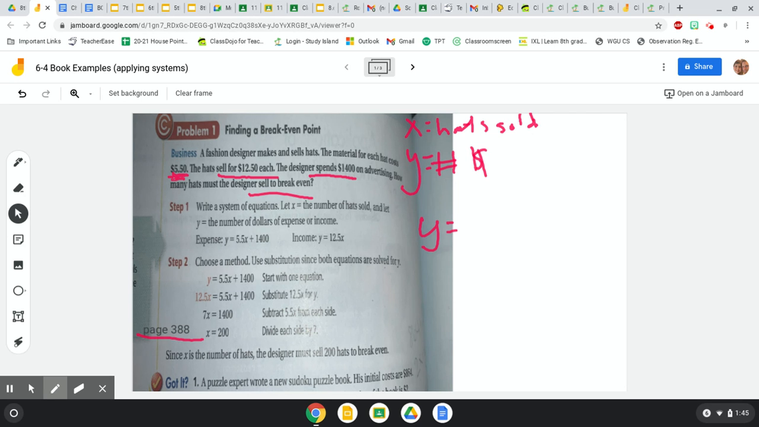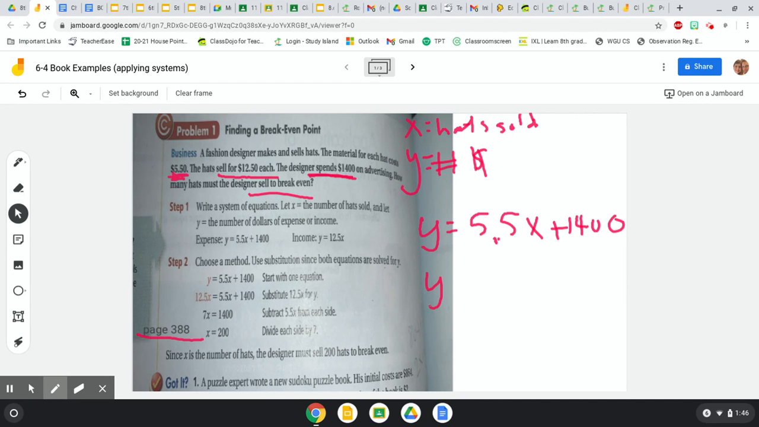The next part says the designer spends $1,400 on advertising. Well, that's spending, like investing money. So I need anything that they're spending. They're spending $5.50 for materials and $1,400 for advertising. So that's going to be part of the same equation. It's going to be $5.50 for each hat. Well, X is my hat, so that's $5.50X, and then plus that $1,400. That's the combined amount of money that they're spending for making these hats.